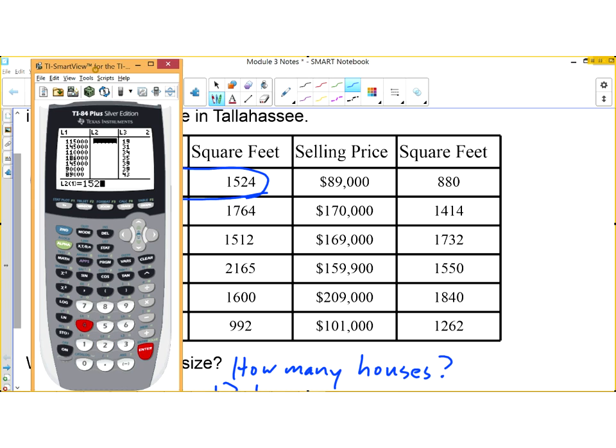So now I pressed the right arrow to go over to list 2, and now I'm going to type in all the various sizes. So the size of each house goes right next to the price that it's sold for, and that's really important. They need to stay together. The calculator is going to assume that they go together. Make sure I get that in there.